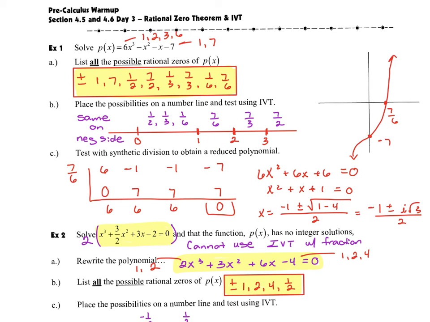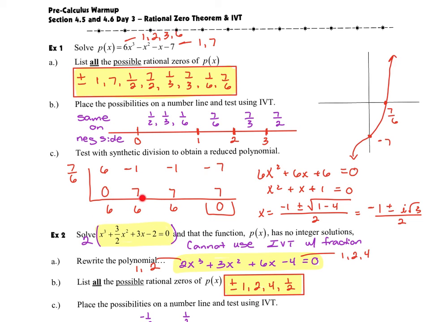Now, it doesn't guarantee that 7/6 is going to be our answer. It's possible that there's a real solution between 1 and 2 that's something irrational, okay? Some type of a square root possibly. We don't know, but this is a great place to start our test. So I took that 7/6 and I set up my synthetic division, and sure enough, I got the 0.